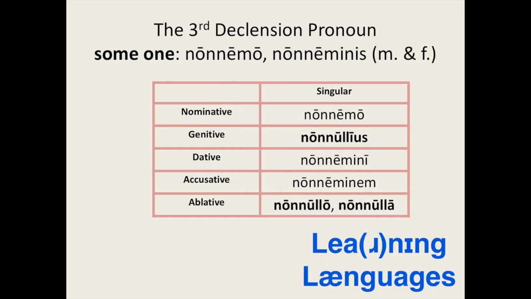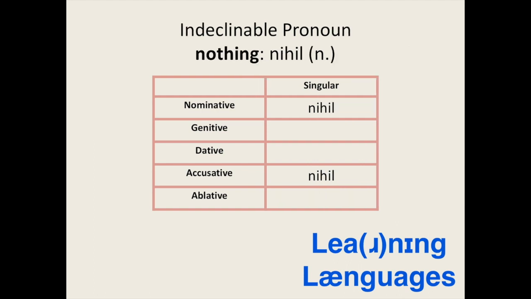Let's now have a look at the pronoun non nemo, the negation of nemo. It has the following forms: non nemo, non nullius, non nemini, non neminem, and in the ablative, non nullo and non nulla. Notice that non nemo is irregular in the genitive and ablative cases. Non nullo is masculine and non nulla is feminine. Nihil is an indeclinable neuter pronoun. It is either nominative or accusative.